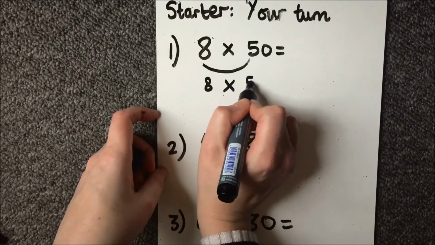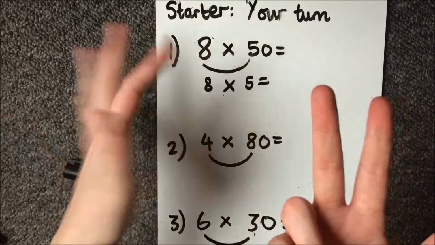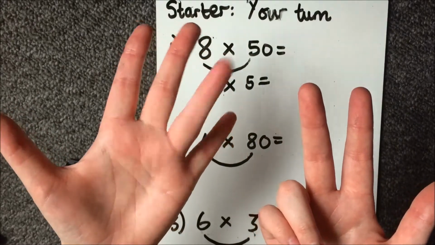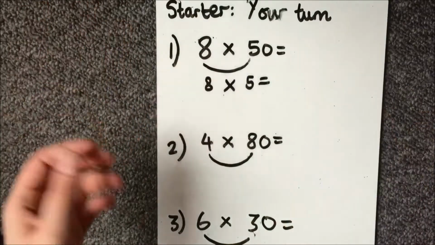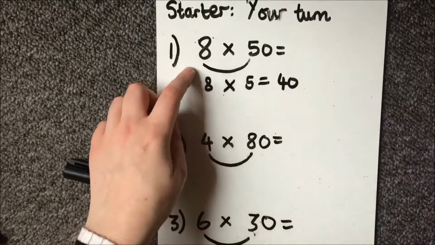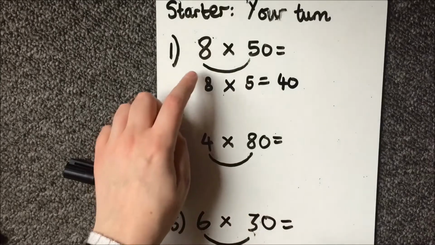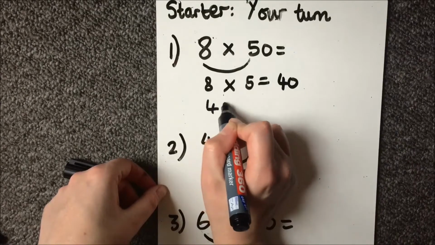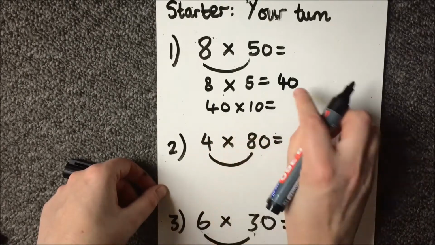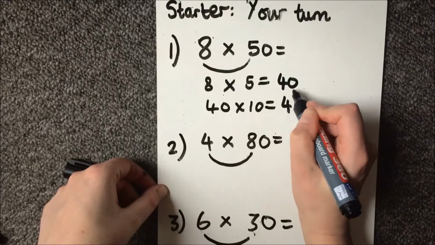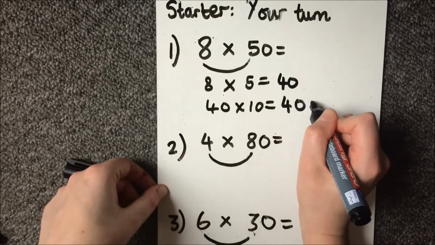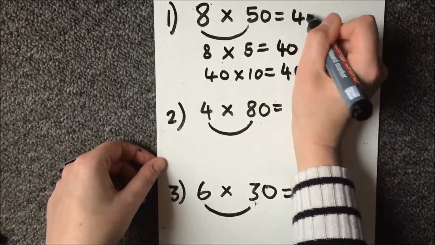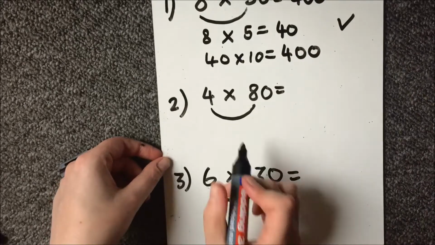8 times 5, same as 8 fingers up, 8 groups, and we're counting in 5s. Off we go. 5, 10, 15, 20, 25, 30, 35, 40. So that's 8 ones times 5 ones, but I want to do 8 ones times 5 tens. So everything moves across. So I'm going to do 40 times 10. So instead of 4 tens, I would have 4 hundreds. The 0 moves into the tens, and I've got this as a placeholder. Give yourself a tick if you've got that one correct. Nice job, guys.